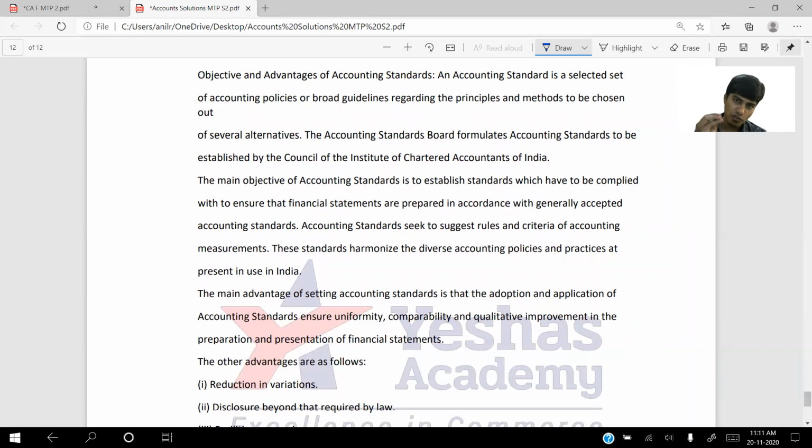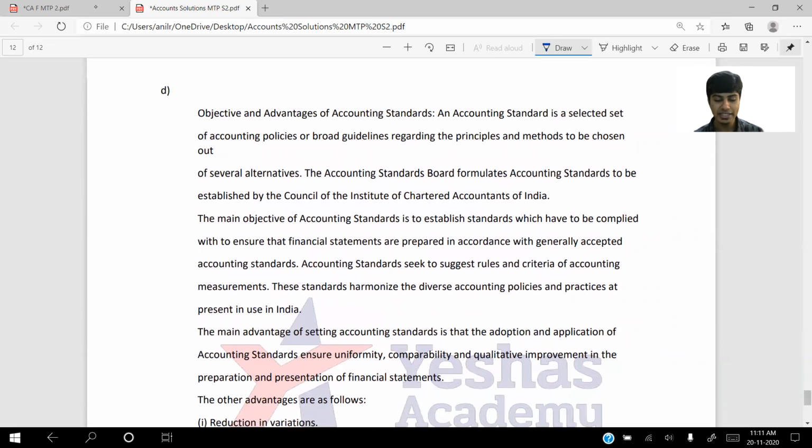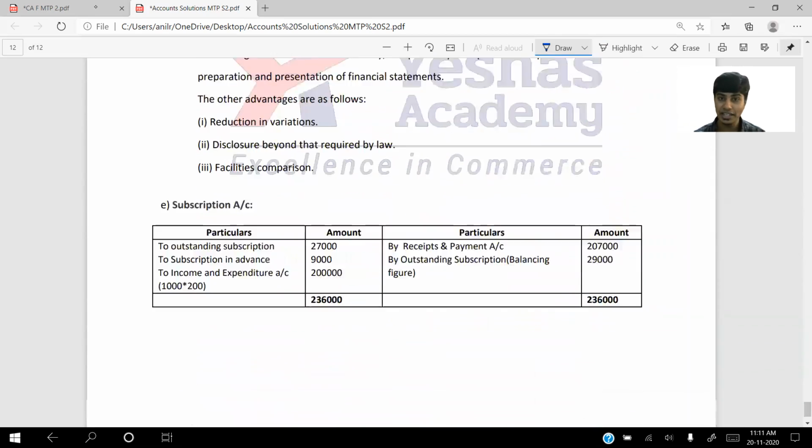So the advantages of accounting standards: it brings in comparison, it increases reliability, it makes things more trustworthy, it brings standardization, and it eases selection of accounting policy. It will tell us how to select an accounting policy. That's with respect to accounting standards and its benefits. You guys can read that through once.